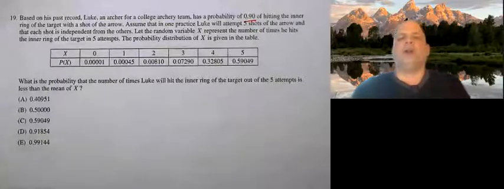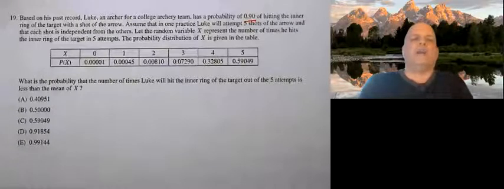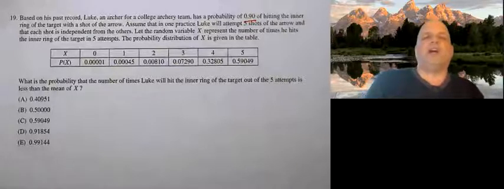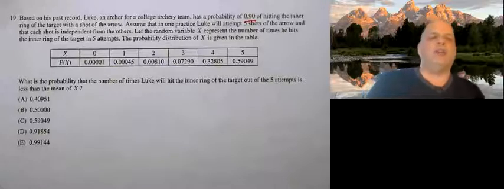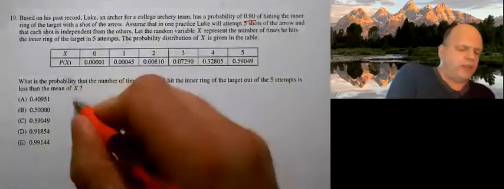Let the random variable X represent the number of times he hits the inner ring on the target in 5 attempts. What's the probability that the number of times Luke hits the inner ring out of the 5 attempts is less than the mean of X? Well, let's calculate the mean of X because that's easy enough.